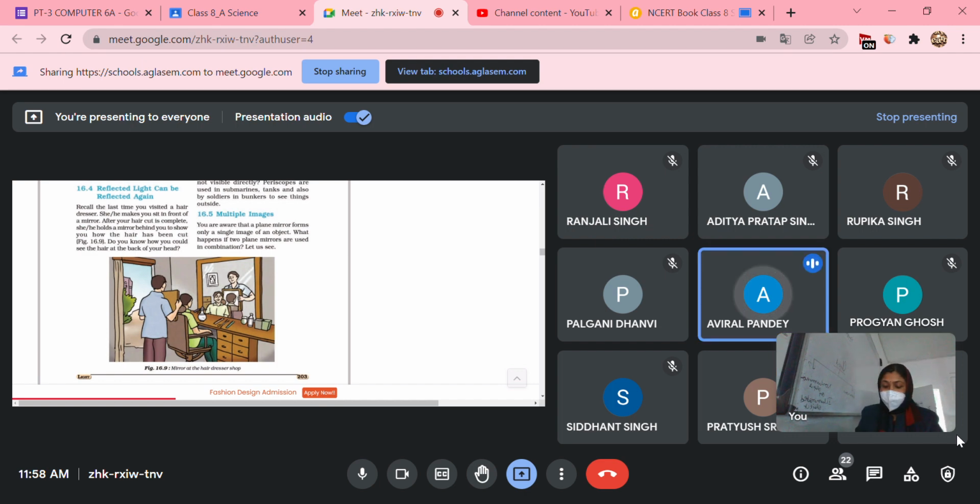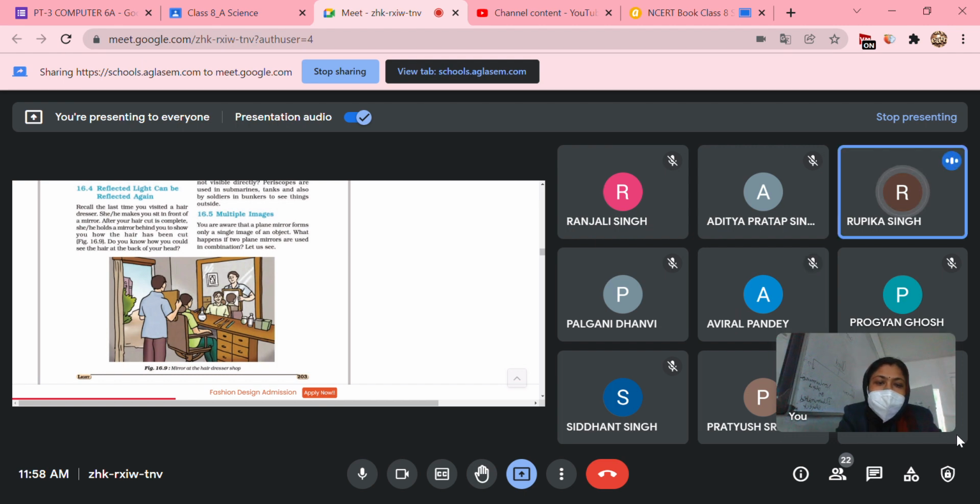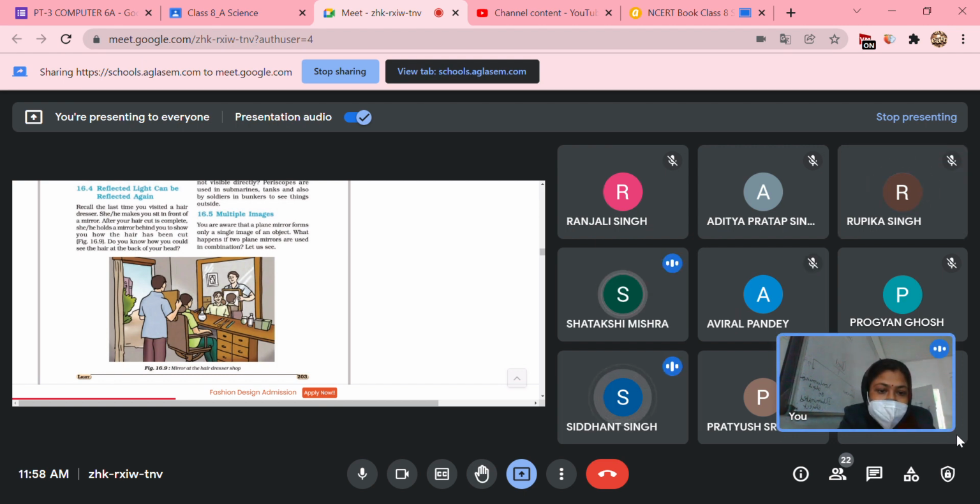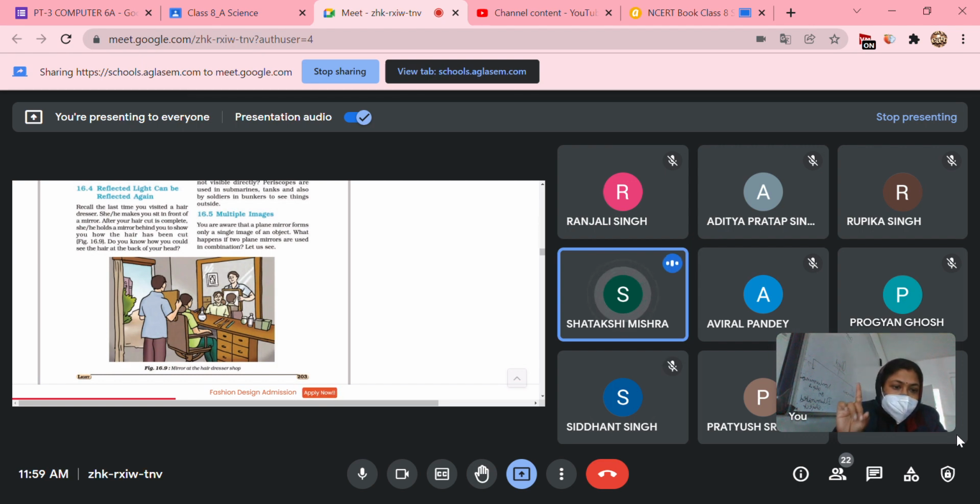Ma'am, firstly the light is incident on the mirror in front of which the person is sitting. Light comes and is reflected on the mirror that is at the back of the person. Then it reflects back to the front mirror.